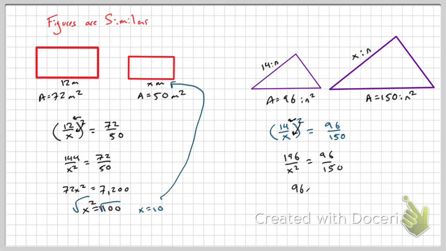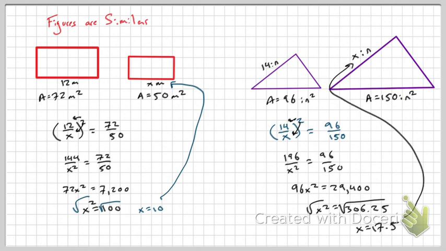Cross multiply, I get 96x squared equals 196 times 150. So 196 times 150 is 29,400. Divide that amount by 96. So I get x squared equals 306.25. And then I'm just going to take the square root of that amount. The square root of 306.25 comes out to 17.5. So our missing side length of that second triangle is 17.5.